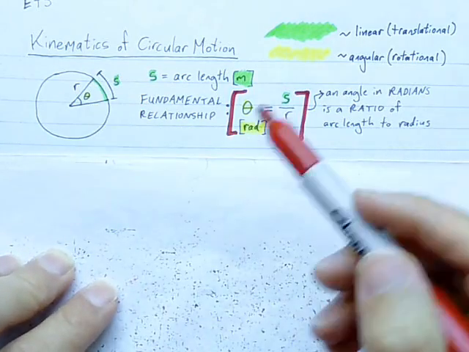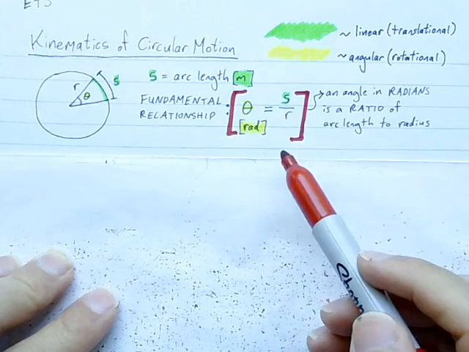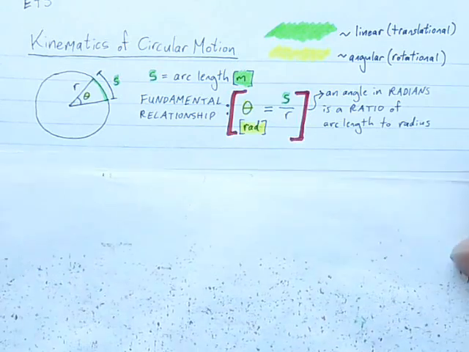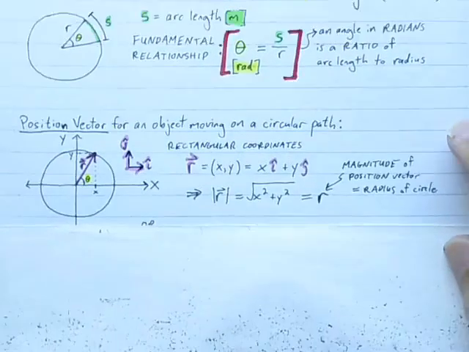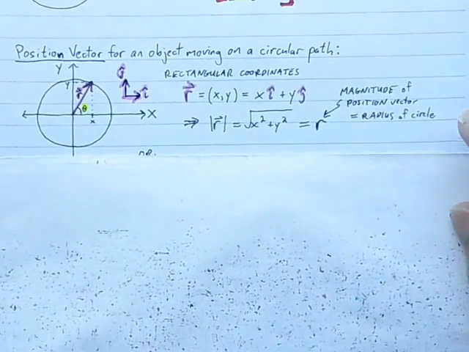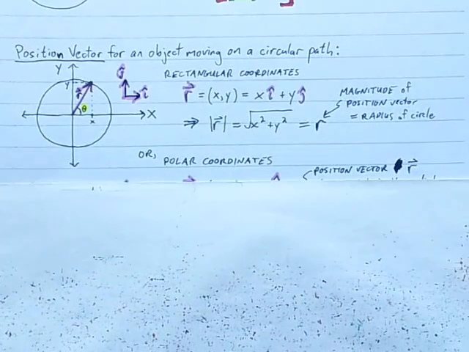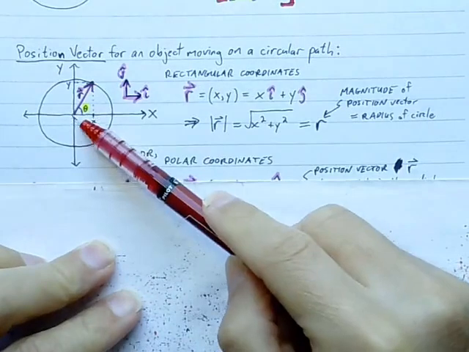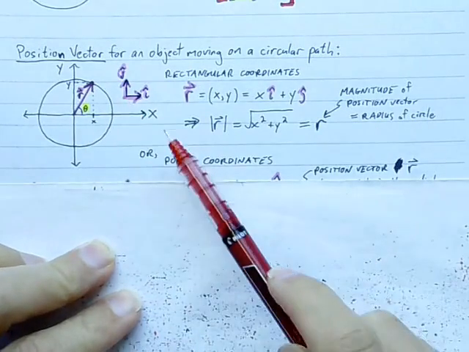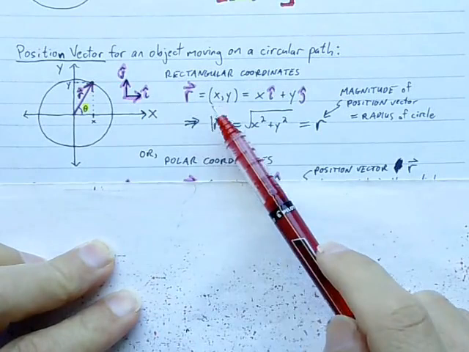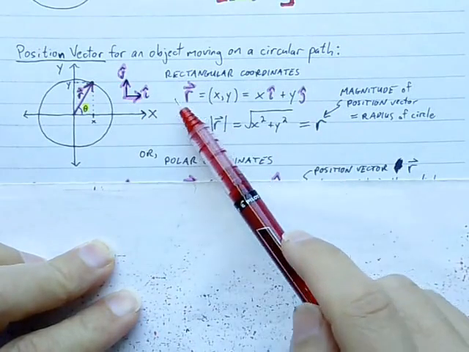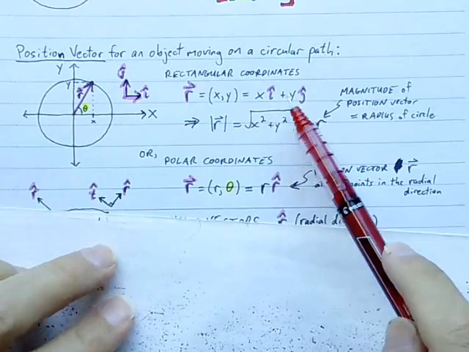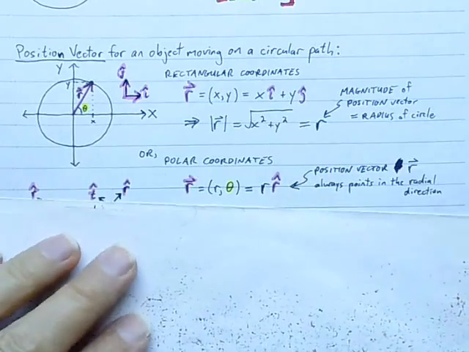Okay, so much of what we do from here on out is going to be based off of this fundamental relationship right here. Okay, let's next talk about position vectors. So for an object moving on a circular path, we can define its position vector r. And you see that in pink, I'm going to be highlighting all vector quantities. So our position vector r and our unit vectors i hat and j hat. So vector quantities in pink here.